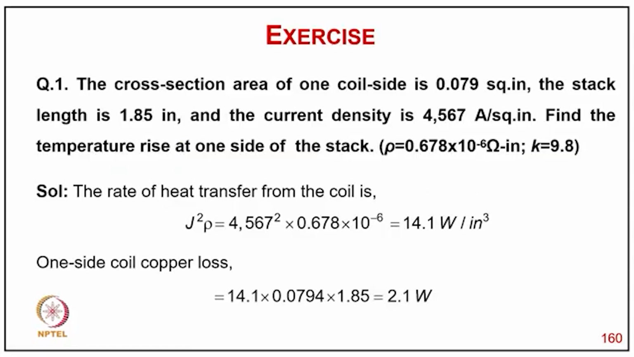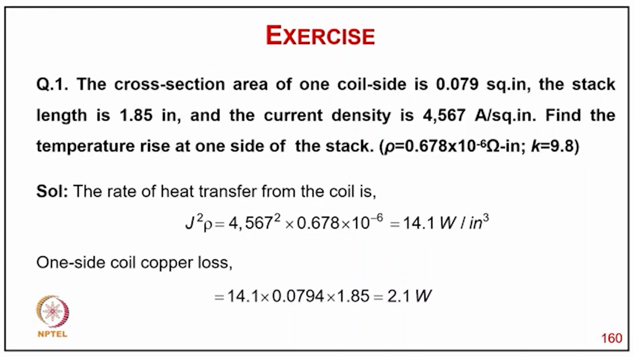Coming to the first question, as an exercise: the cross-section area of one coil is 0.079 square inch, the stack length is 1.89 inch, and the current density is 4567 ampere per square inch. Find the temperature rise on one side of the stack. Take rho as 678 into 10 to the power minus 6 ohm inch and K as 9.8.